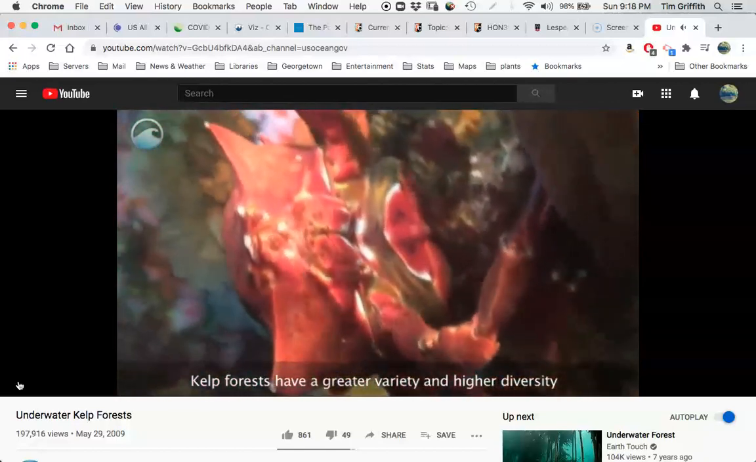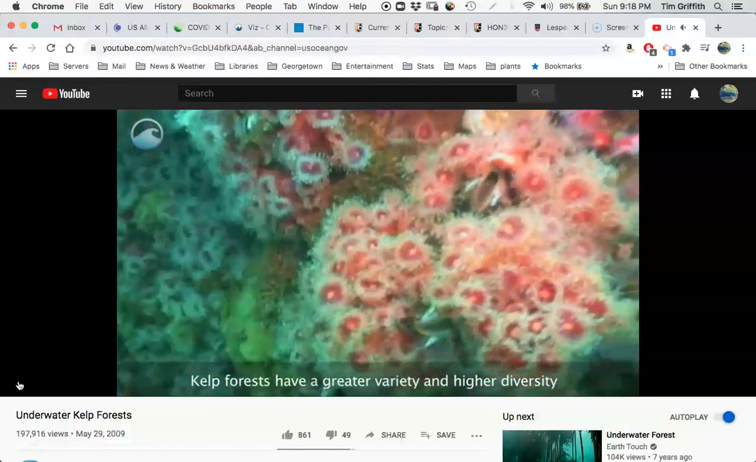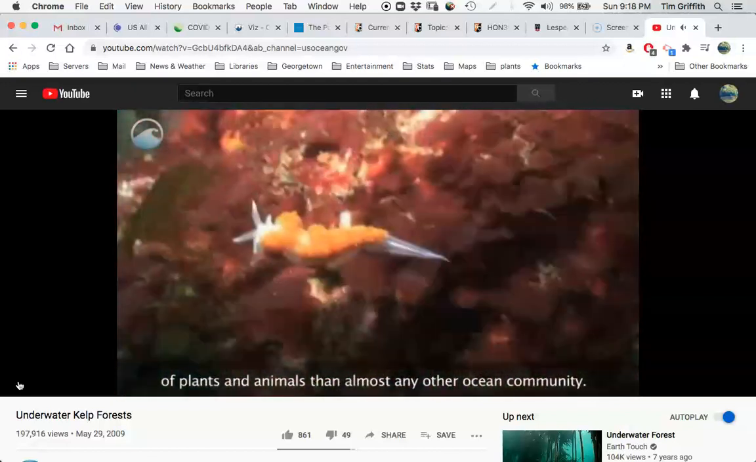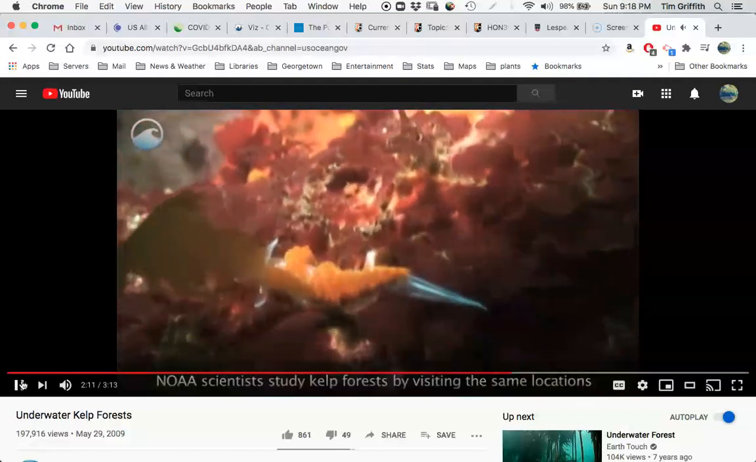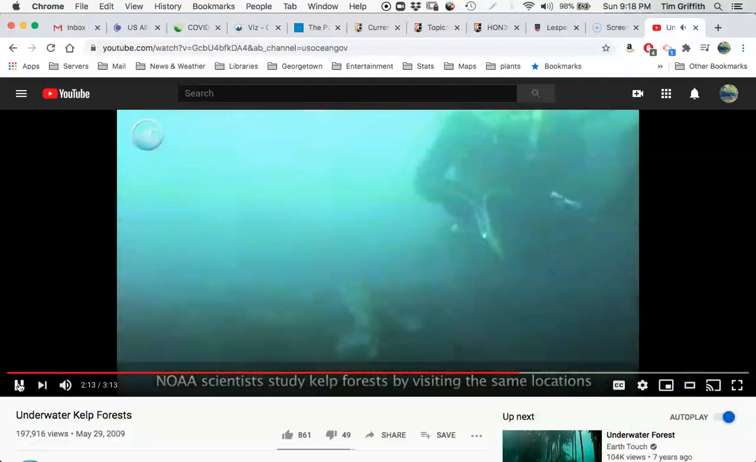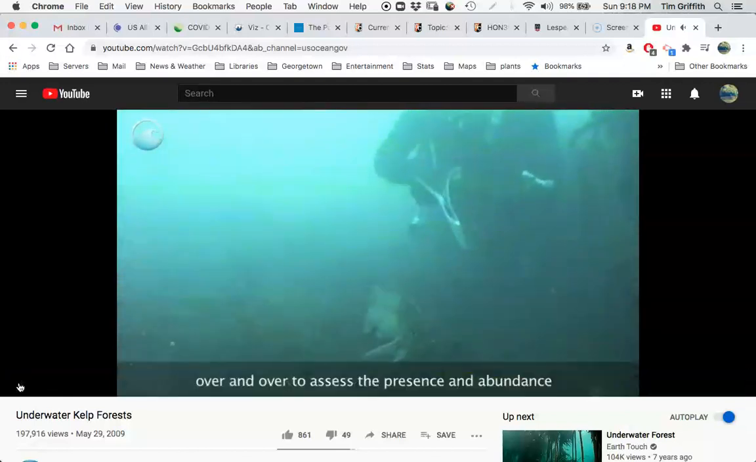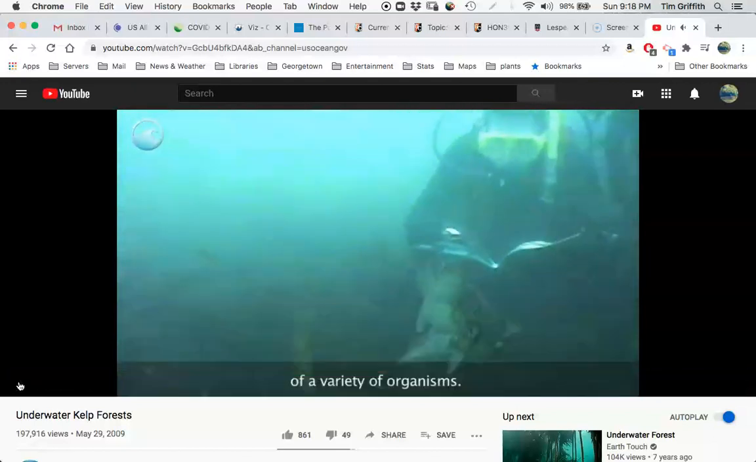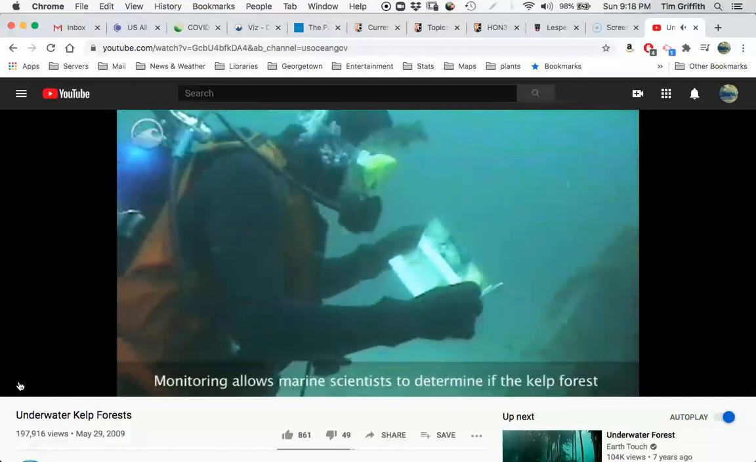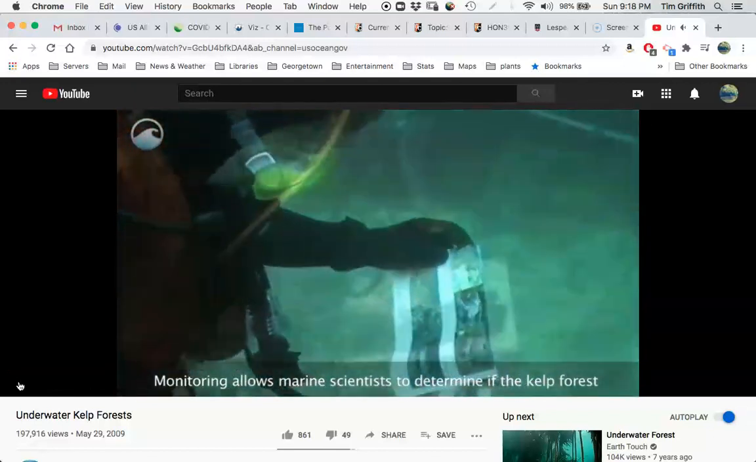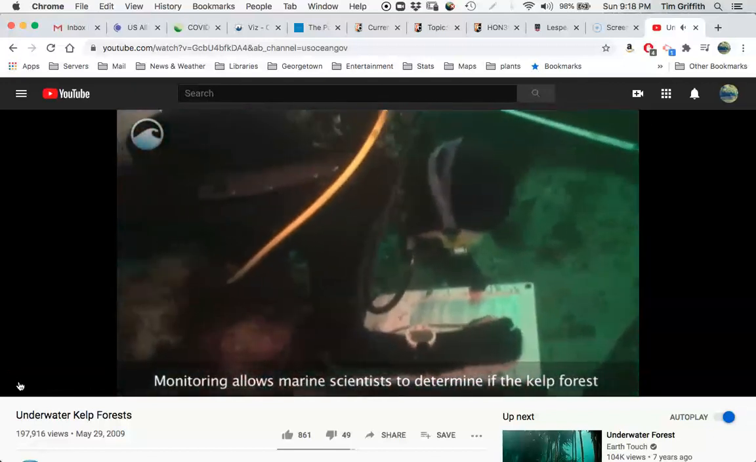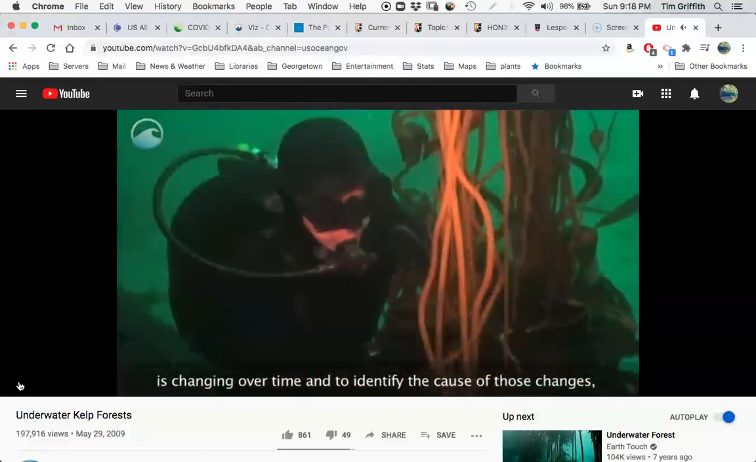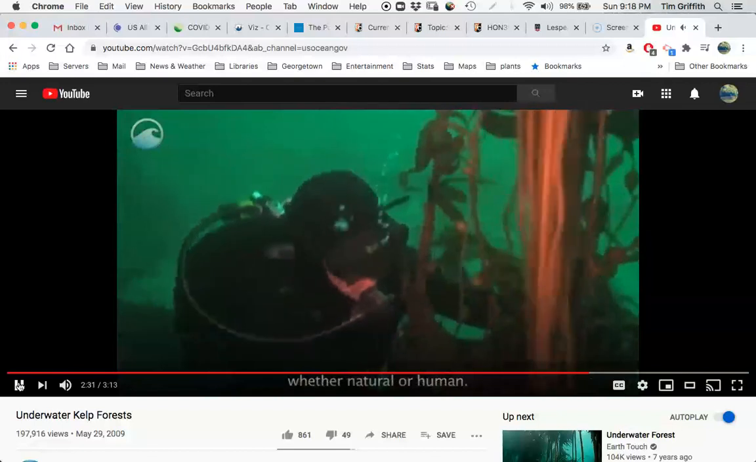Kelp forests have a greater variety and higher diversity of plants and animals than almost any other ocean community. NOAA's scientists study kelp forests by visiting the same locations over and over to assess the presence and abundance of a variety of organisms. Monitoring allows marine scientists to determine if the kelp forest is changing over time and to identify the cause of those changes, whether natural or human.